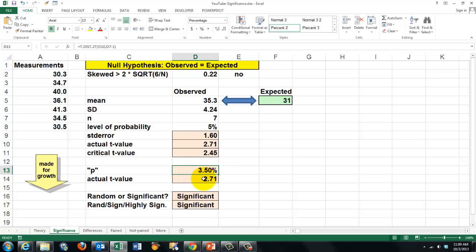And then if you want to make sure that you got the same result, I calculate the inverse version of that 3.5% and I get exactly 2.71. Just to show you, if the expectation would have been 33, then the result would be random, because the actual t-value is before or inside the critical t-value.